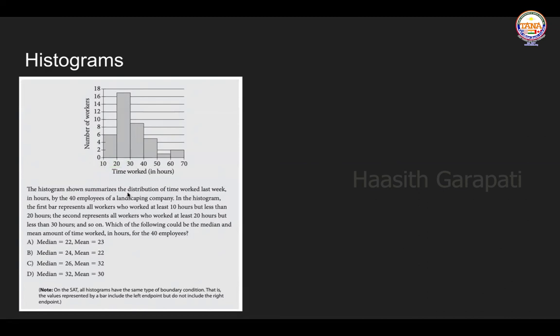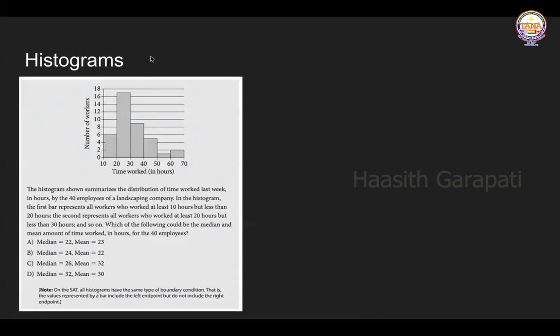Okay, the question says, the histogram shown summarizes the distribution of time worked last week by the 40 employees. It says in the histogram, the first bar represents all workers who worked at least 10 hours but less than 20 hours. They're just explaining how it works. Which of the following could be the median and mean amount of time worked in hours for the 40 employees?